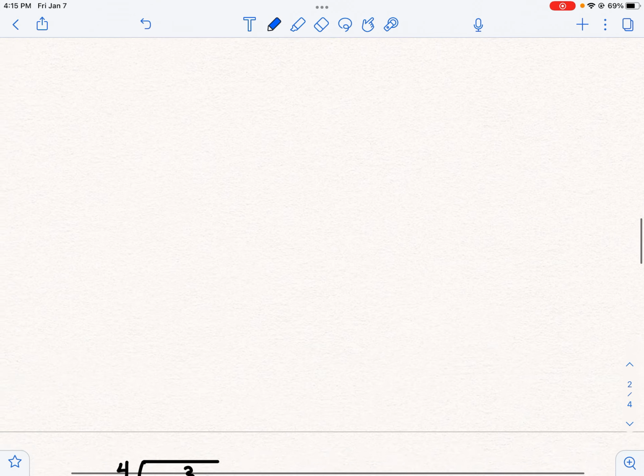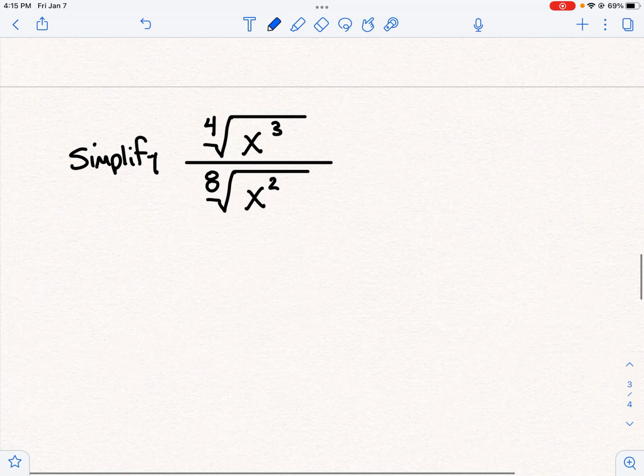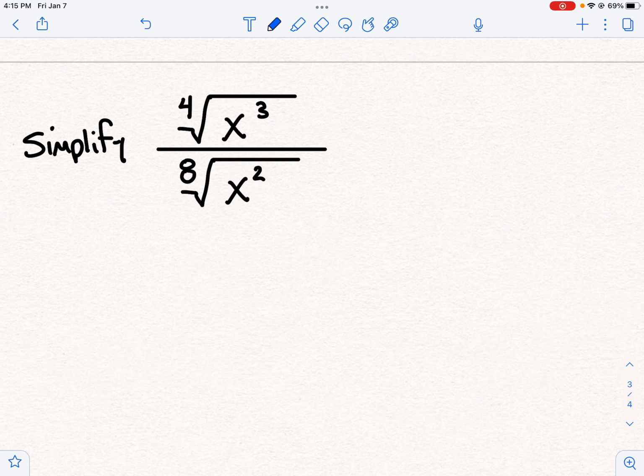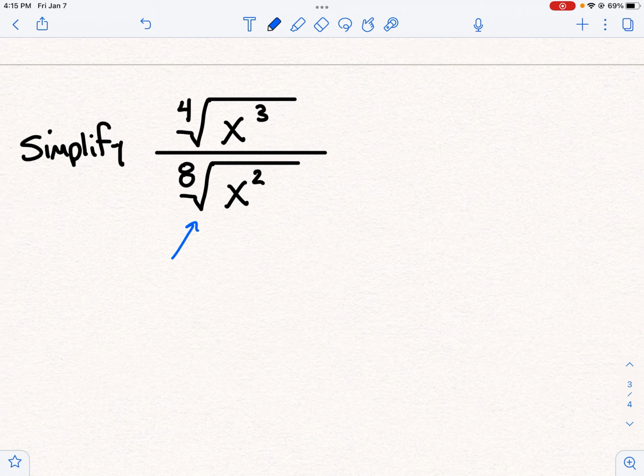All right, the moment you've all been waiting for, these last two whammies. The first one, now, couple things I see here. I see a radical in the denominator, so I'm already uncomfortable with that. I know I have to do something with that. But I also notice that I have radicals on the top and the bottom. They don't have the same index. They don't have the same radicand. Like, nothing's working for me here.